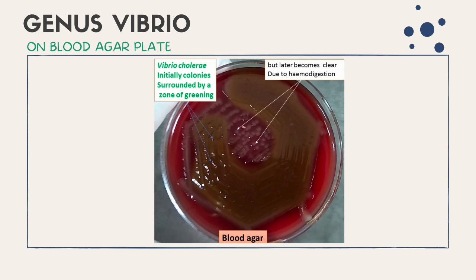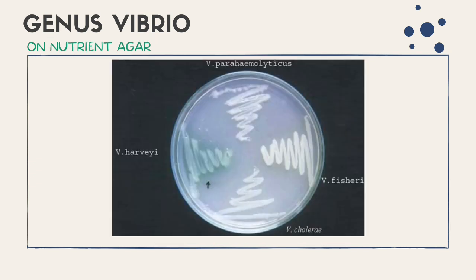So here is Vibrio cholerae on blood agar plate. Initially, it is surrounded by the greenish hue that is produced by the bacterium, but after a while, it becomes clear, just like on this middle. So there is clearing of the medium due to hemodigestion. Here are some Vibrio species on nutrient agar plate. Vibrio harveyi is the species that produces a bluish hue on nutrient agar. Okay? The rest appear as mucoid and large colonies.